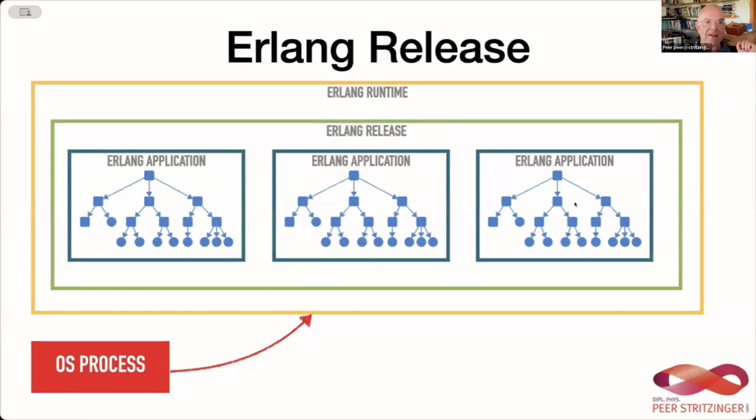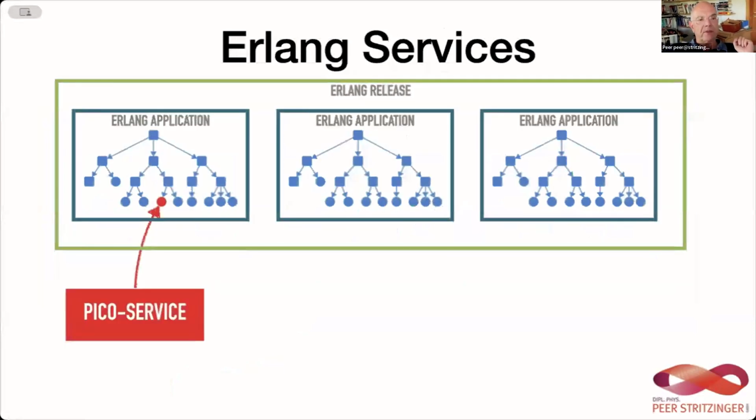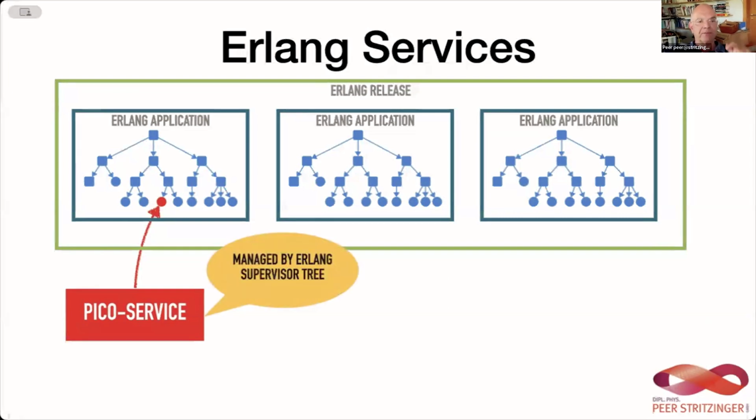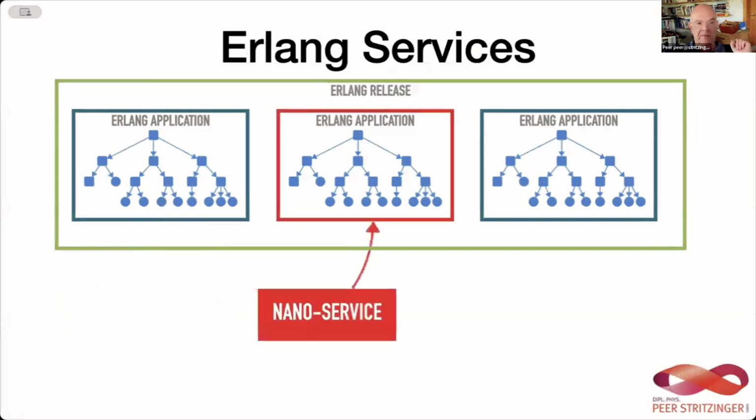So this slide is actually meant to be a comparison. This was out of a talk I gave to people designing a system with microservices, which is a paradigm, to make it more understandable why Erlang is actually stronger than microservices. Because what we have as the smallest unit is one process. And let's call that, for the sake of this argument, a picoservice. This one is managed by the Erlang supervisor tree.